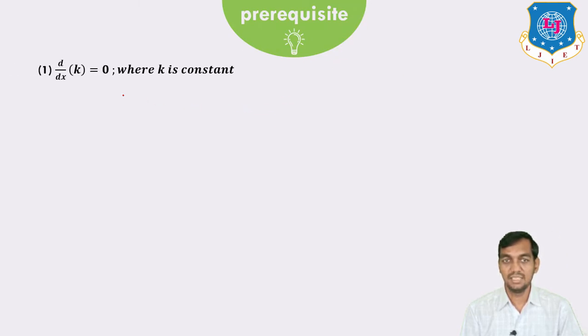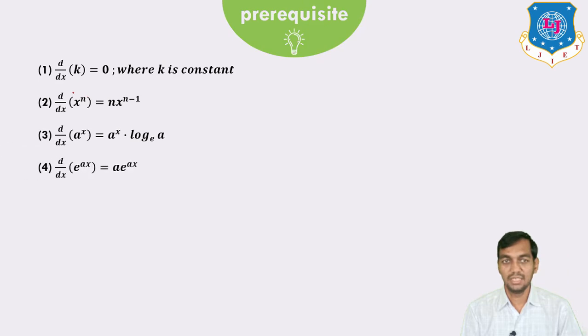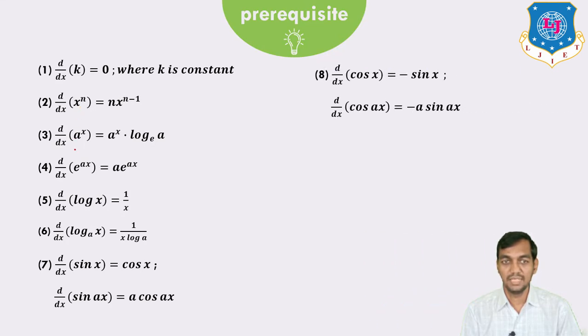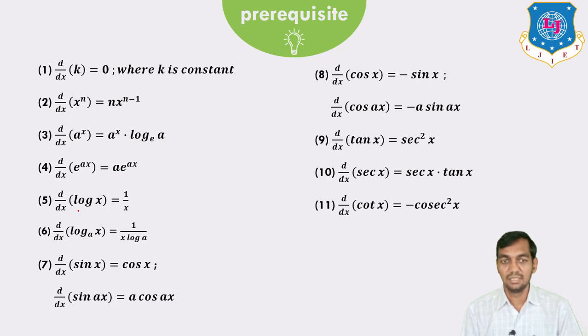Now, we are going on to the prerequisite things. The prerequisites are derivatives that you have already learned. The derivative of a constant term is 0. The derivative of x raised to n is n into x raised to n minus 1. The derivative of a raised to x is a raised to x into log a. The derivative of e raised to ax is a into e raised to ax. Log x has a derivative 1 upon x. Log x base a has a derivative 1 upon x into log a.